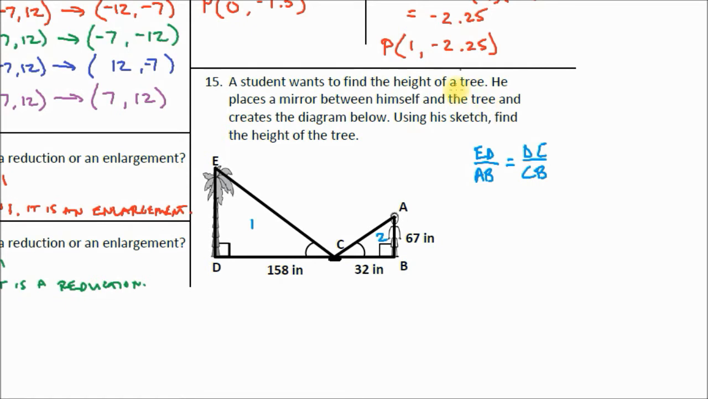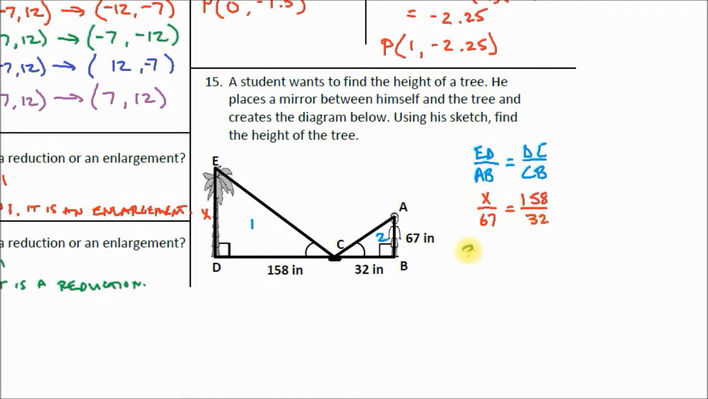Let's go ahead and fill out what we know. ED is our unknown. That's going to be our X. AB is 67 equals DC is 158 over CB is 32. Remember class, we're matching up corresponding sides. We know that the vertical sides are corresponding, the horizontal sides are corresponding, and then the hypotenuses are corresponding as well, but we don't know the measures of those. So there's our ratio. Let's go ahead and work this out.